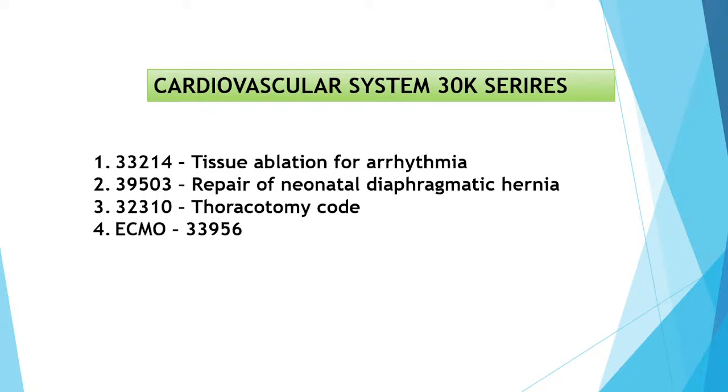Next, the cardiovascular series. Actually, this area is a little bit more difficult than other areas. 33214, tissue ablation for arrhythmia, is a repeated one. Second one, 39503 for repair of neonatal diaphragmatic hernia. Third one, 32310, thoracotomy code. ECMO is also important, 33956.